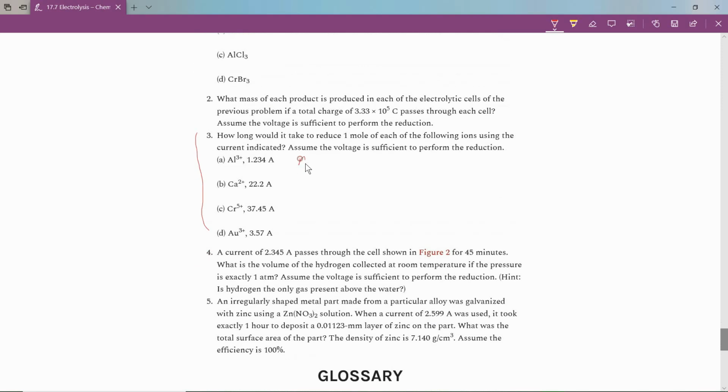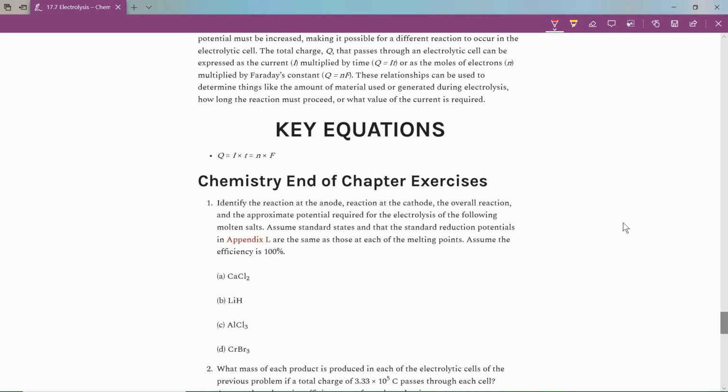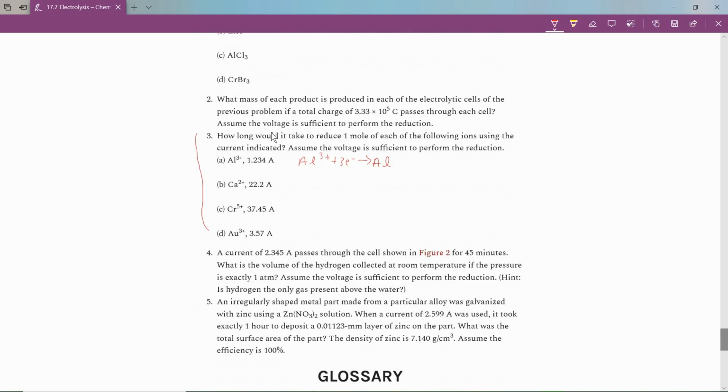So the first one, aluminum 3 plus plus 3 electrons goes to form aluminum. So how long would it take? So what's our equation here? Let me just go up here. And so t equals nF over I, where n is the moles of electrons. So there's 3 moles of electrons for every aluminum mole to go. So it's going to be 3 times 96,485 divided by the current, 1.234.